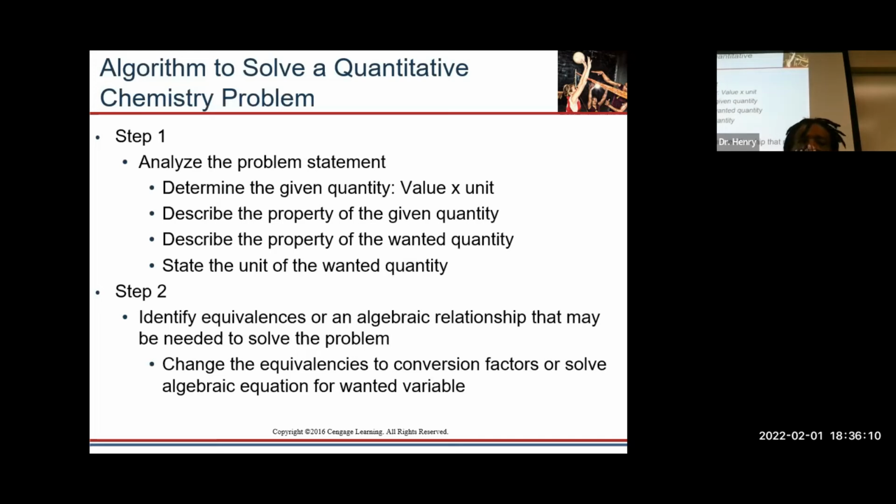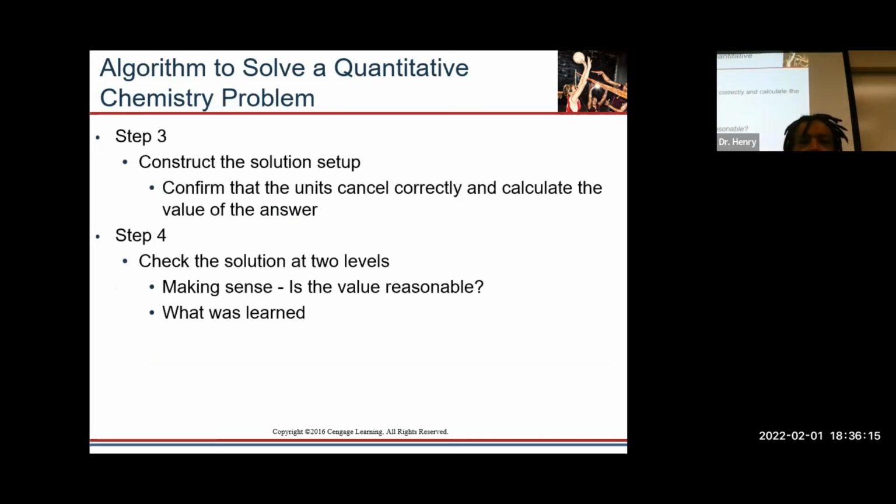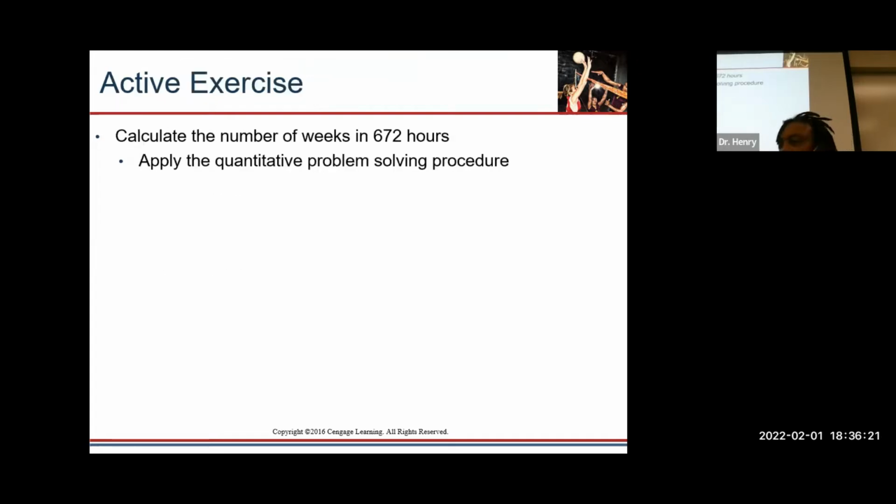Okay, so this is just the algorithm that we go through to solve a problem, right? I like to do it very simple. You guys can read through the algorithm. I'm going to tell you exactly the same thing. I always like to start off with what I'm given. So here, what is my given? Okay, so we have 672 hours. What is it that I want? I want weeks, right?